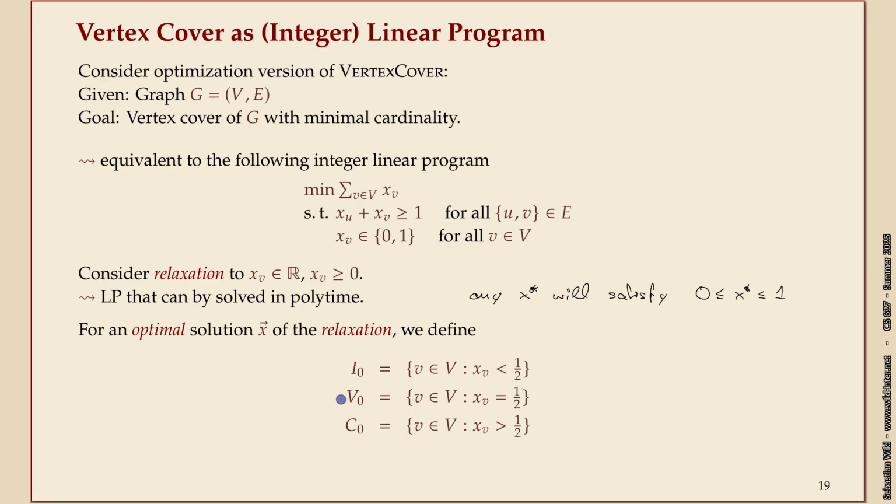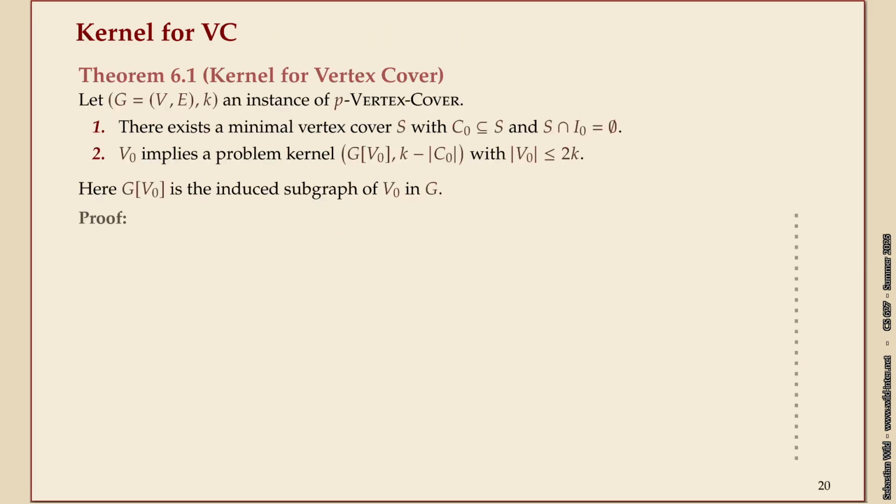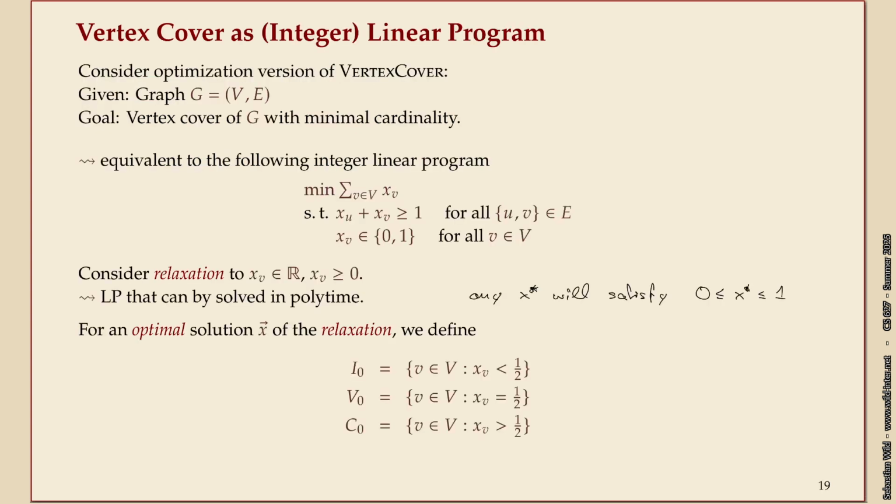And those are in this set V0. And the other 2 are either below 1/2 or above 1/2. Okay? Now the claim is we can take these 3 sets, again, maybe say, what's a good mnemonic for I and C? I don't remember what I thought about when these were named.